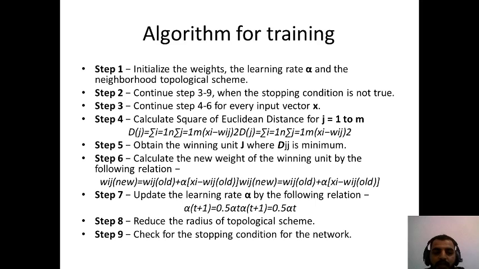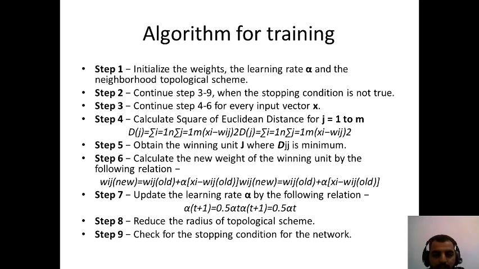Now what is the thing? The thing is d of j equals summation of i equal to 1 and summation of j equal to 1 of m, xi minus wij, and so on and so forth. This is the formula, or the method by which we will be calculating the distance for j from 1 to n. Now step 5 is obtain the winning unit j where djj is minimum.